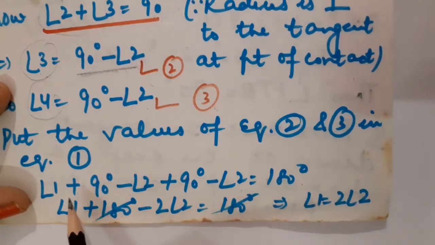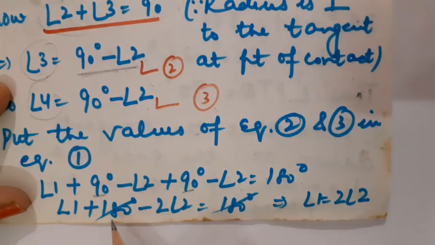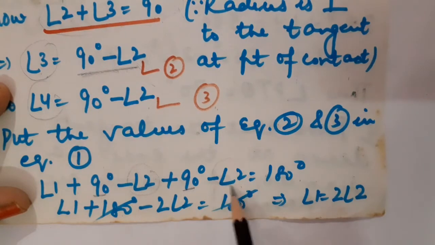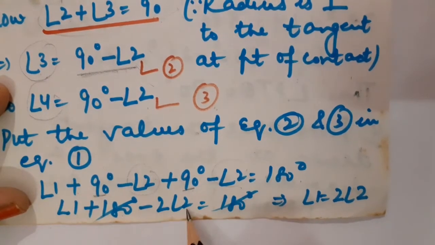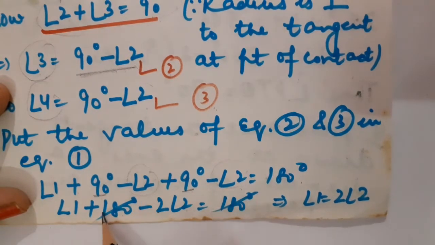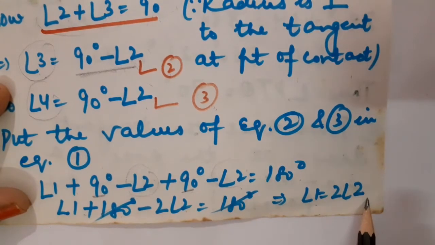Fine, children. So this is angle 1 plus 90 degrees plus 90 degrees will give you 180, minus angle 2 minus angle 2, that is minus twice of angle 2, is equal to 180 degrees. This 180 and 180 are going to be cancelled. Fine. So I have got angle 1 is equal to 2 times angle 2.